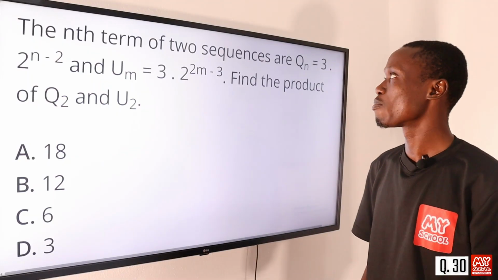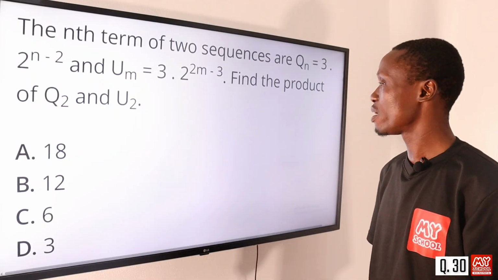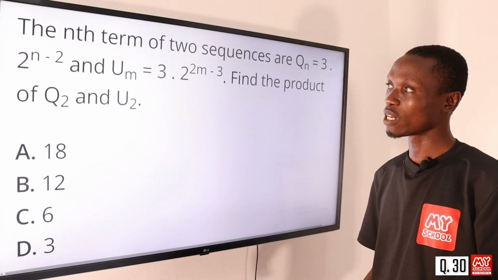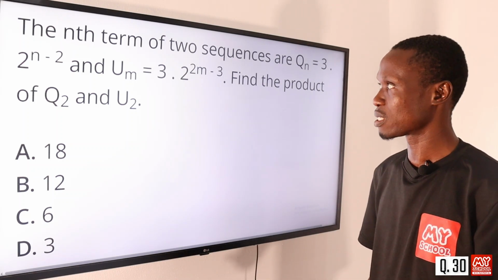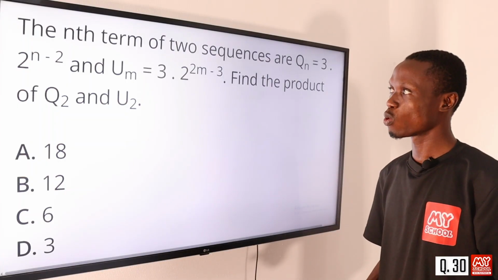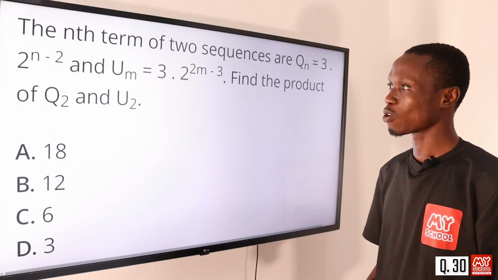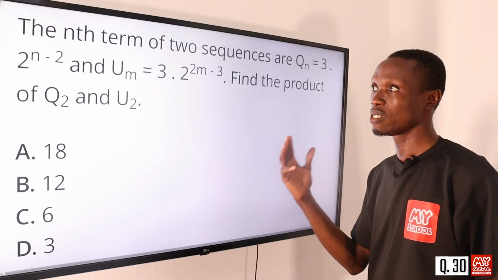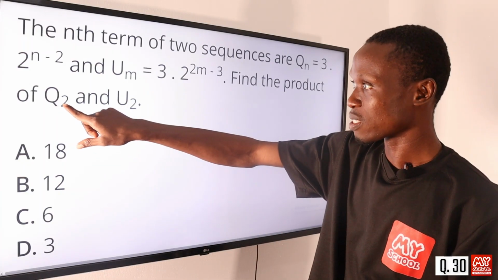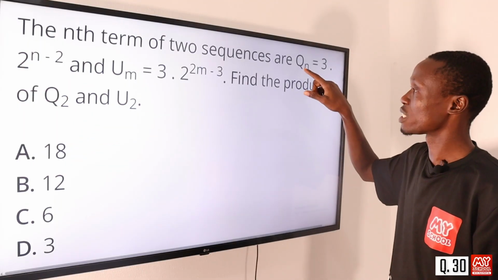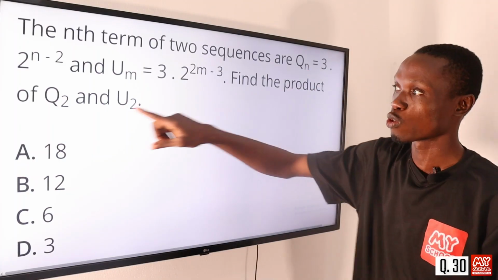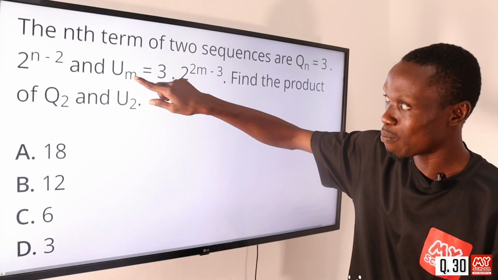Question 30. The nth term of two sequences are Qn is equals to 3 times 2 raised to power n minus 2, and Un is equals to 3 times 2 raised to power 2n minus 3. Find the product of Q2 and U2. So basically what they are saying here is that this 2 you are seeing here actually represents this n. What they are telling you is that here in Qn, this n is equals to 2, and for this n is equals to 2.